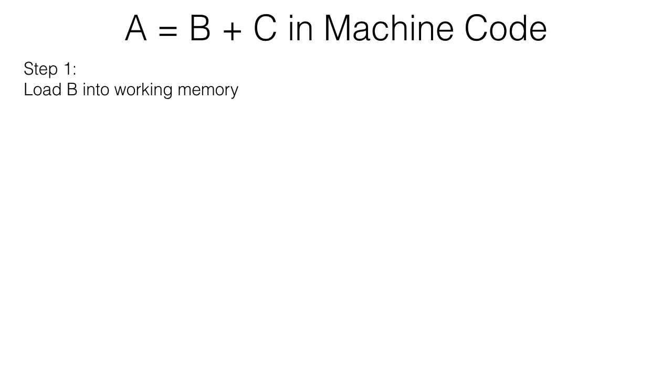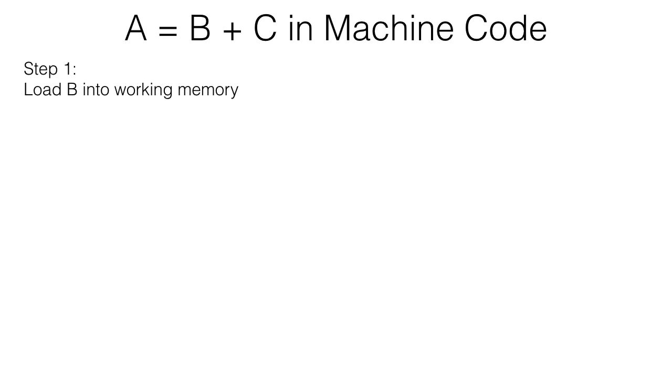The very first thing it has to do is load B into working memory. Now, I'm going to show you the binary, the machine code. I don't want you to get lost in the minutia of what this code means. That's not the point here. The point is just to give you an appreciation of how A equals B plus C gets broken down into the ones and zeros that go into the computer. That's it. So don't get lost here.